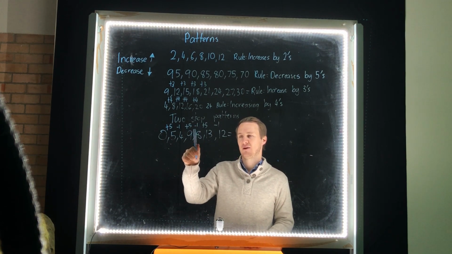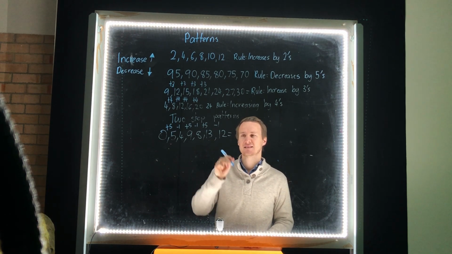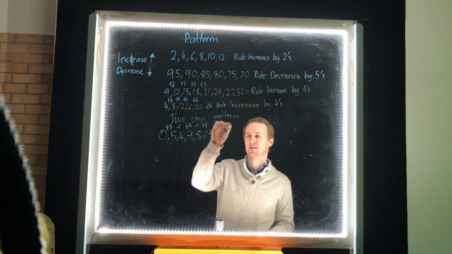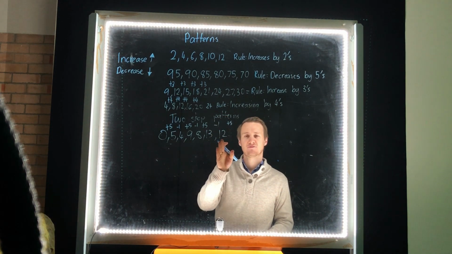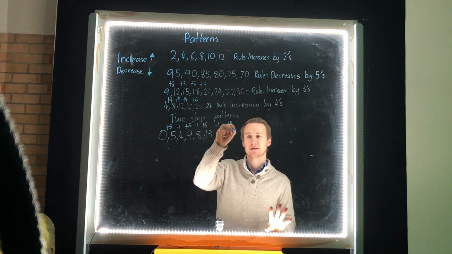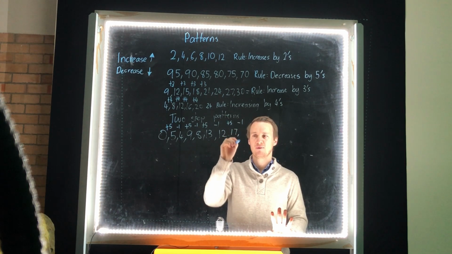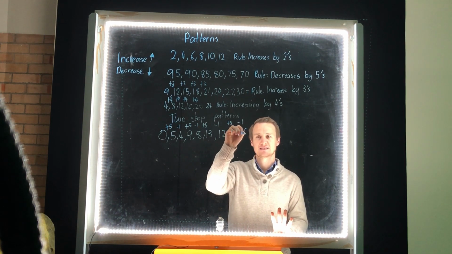Plus 5, take away 1. Plus 5, take away 1. Plus 5, take away 1. That means the next number must be plus 5. So from 12 to 15, 13, 14, 15, 16, 17, the next number must be 17. But then after that, it's usually take away 1. So take away 1, 17 take away 1 is 16.